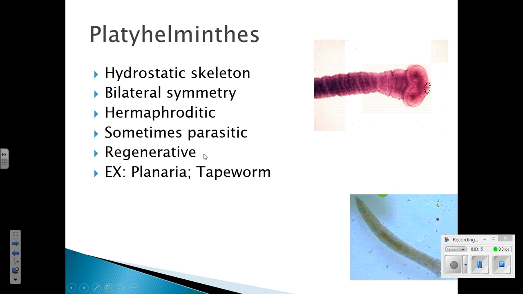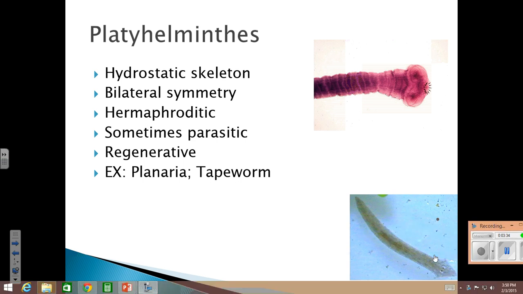And they're regenerative. One of the cool things about a flatworm is you could cut them right in half and their tail will grow right back. So there's a lot of studies being done with this phyla as to how to regrow limbs and cool things like that. Okay, so tapeworm, probably the most well known. This is a planaria down here. So a lot of cool experiments can be done with planaria. They are found in fresh water.